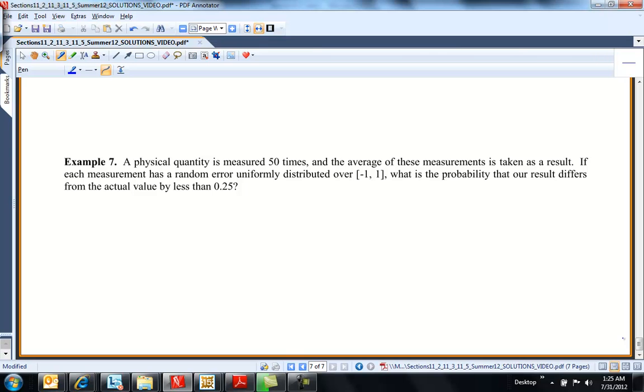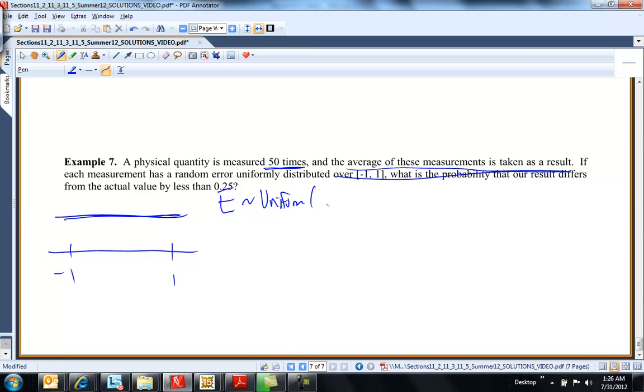Here's example 7. If a quantity is measured 50 times, the average of these measurements is taken as the result. If each measurement has random error uniformly distributed from negative 1 to 1, so every time I take a measurement, the error is equally likely to be anywhere in this interval. Let E be the error. The error has a uniform distribution, with A equal to negative 1 and B equal to 1.